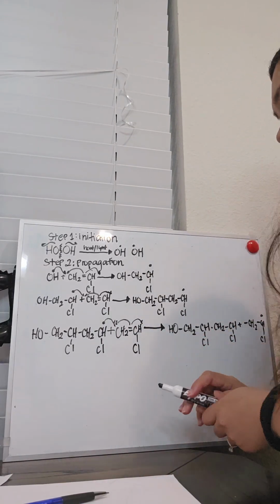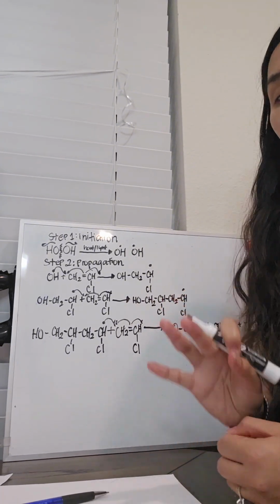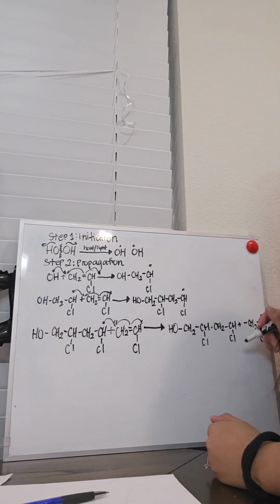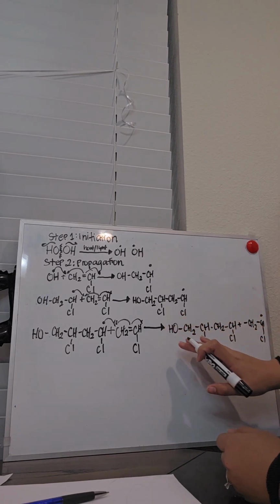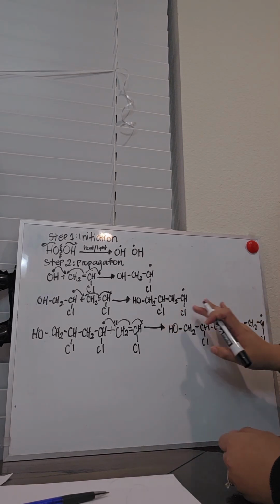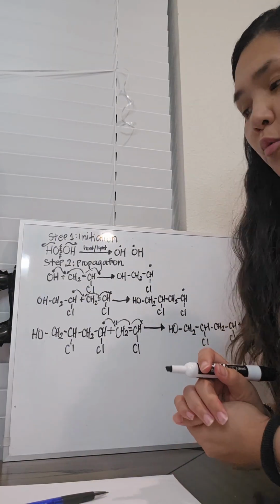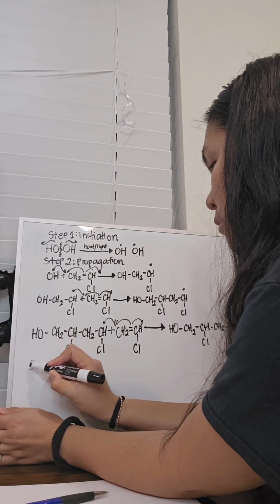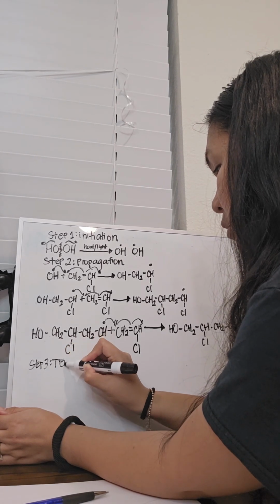So now we are only required to show 3 steps, but in reality it continues n number of times, so that this polymer can end up longer than how it is right now. And then now we'll move on to step 3, which is termination.